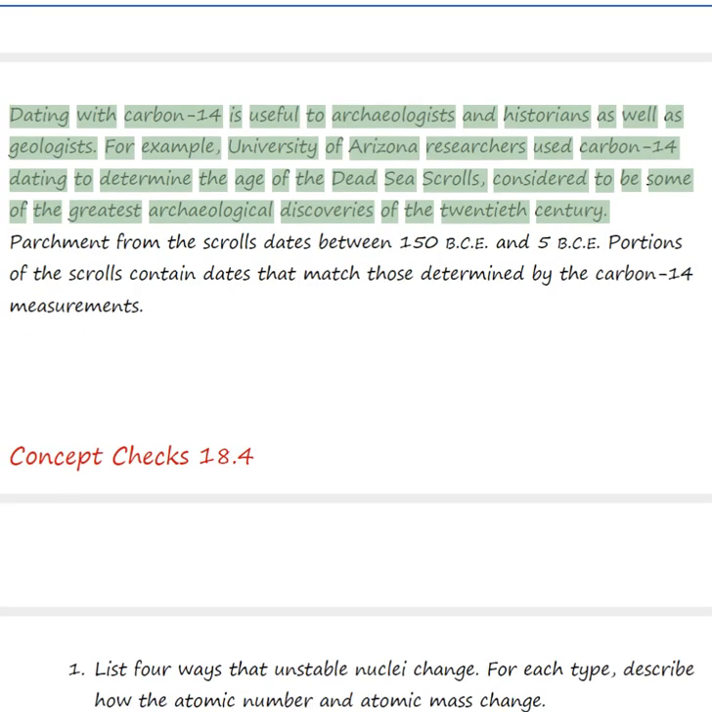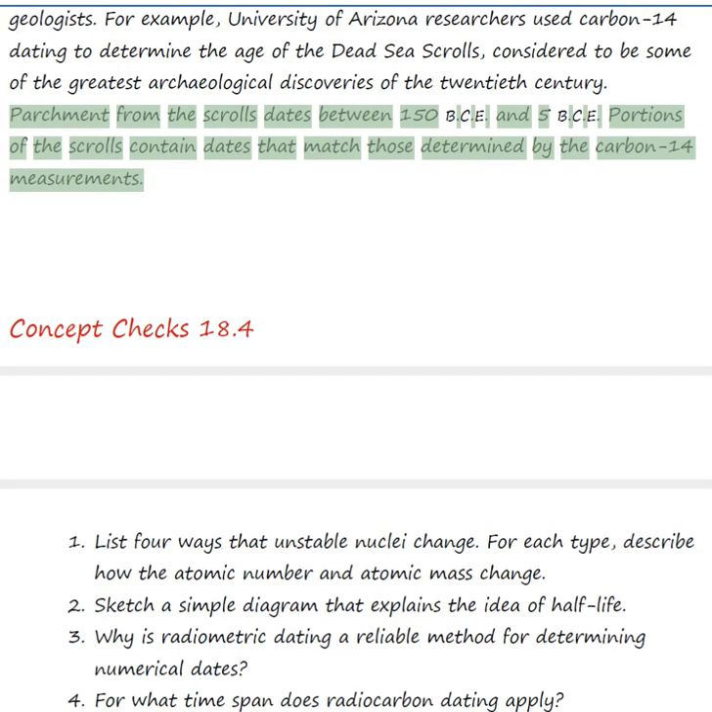Dating with carbon-14 is useful to archaeologists and historians as well as geologists. For example, University of Arizona researchers used carbon-14 dating to determine the age of the Dead Sea Scrolls, considered to be some of the greatest archaeological discoveries of the 20th century. Parchment from the scrolls dates between 150 and 5 BC. Portions of the scrolls contain dates that match those determined by the carbon-14 measurements.